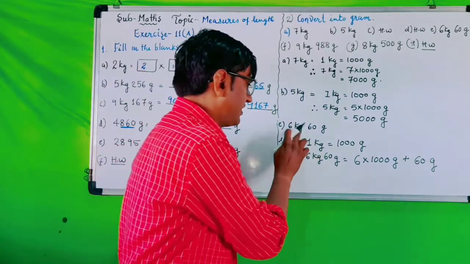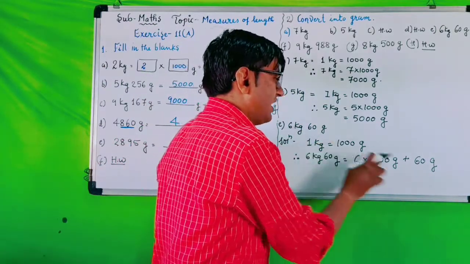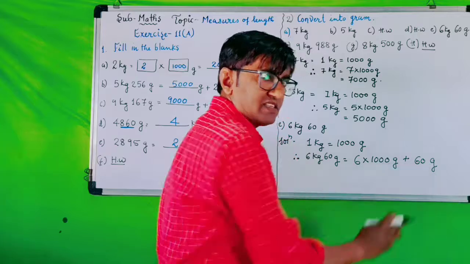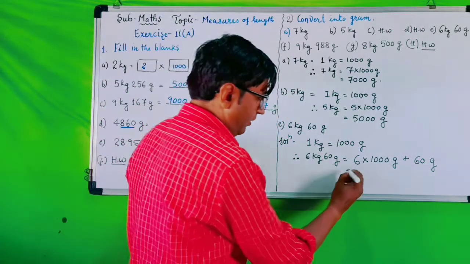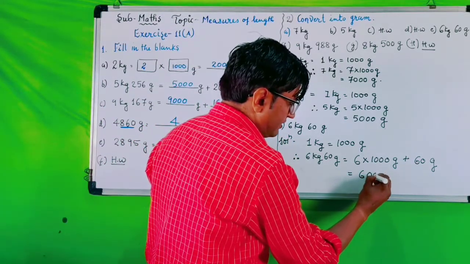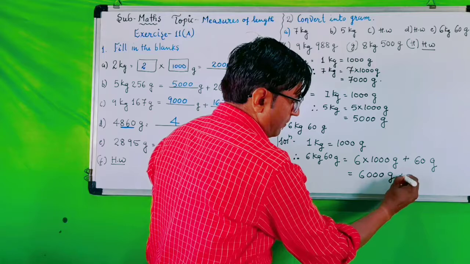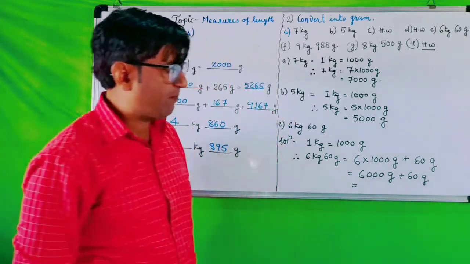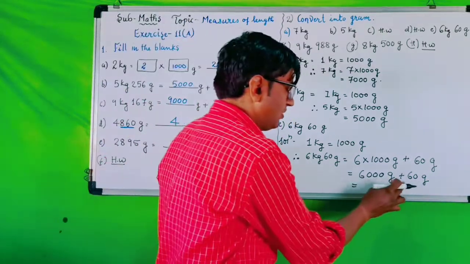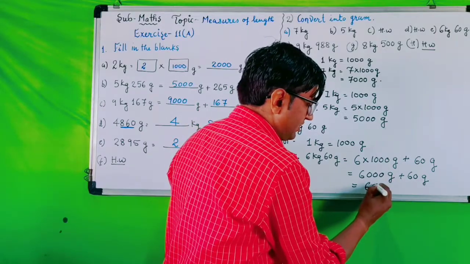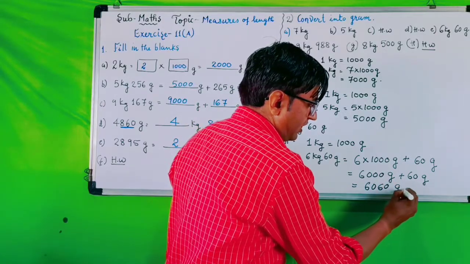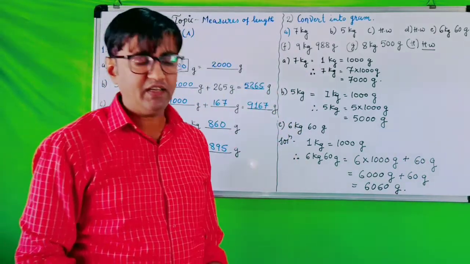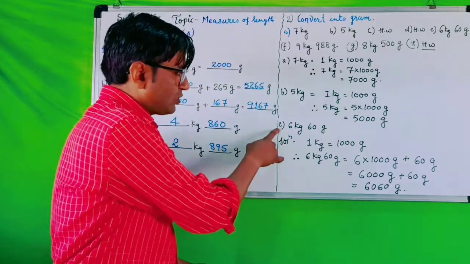We know that this is 6 kg, and this 60 gram we will write as plus 60 gram. Okay. Now 6 into 1000, 6000 gram plus 60 gram. We have to add both. So what will we get? 6060 grams. Understood, children?